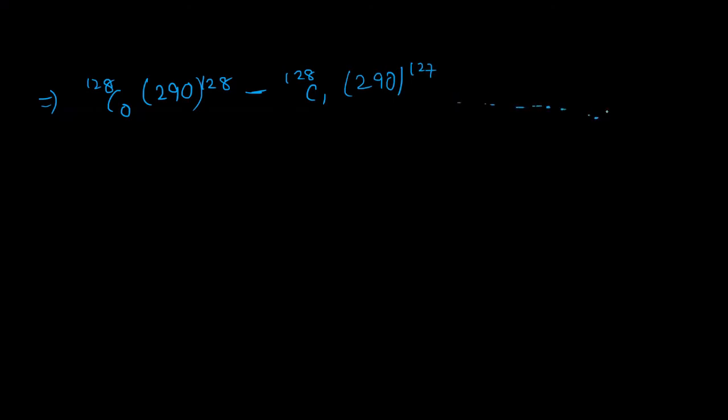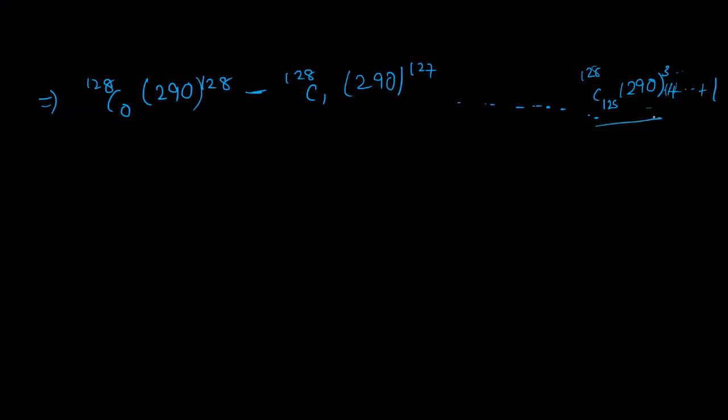Last term will become what? We need one thing here. We need a 3-digit solution, so I'll take the last third term also. So what will it be? 128C125, 128 minus 3, 128C125, 290 to the power 3, and 1 to the power whatever doesn't count, and the last term will be this, right?